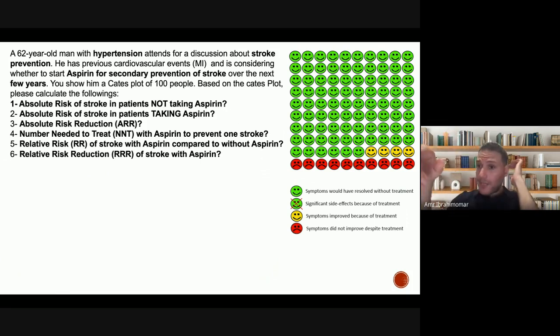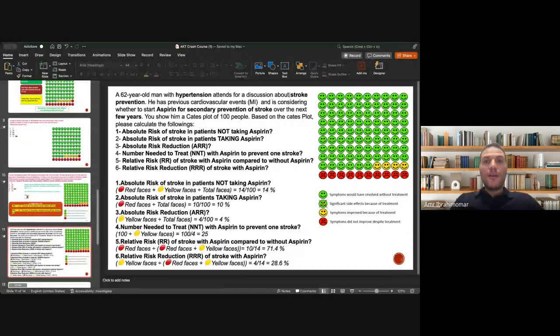Or another way, absolute risk reduction is yellow faces divided by 100. Do you know, if you reverse it, if you divide 100 by 4, the number of the yellow faces, you are getting the number needed to treat. If you are doing the opposite, yellow faces divided by 100, you are calculating the absolute risk reduction. I hope it is clear.